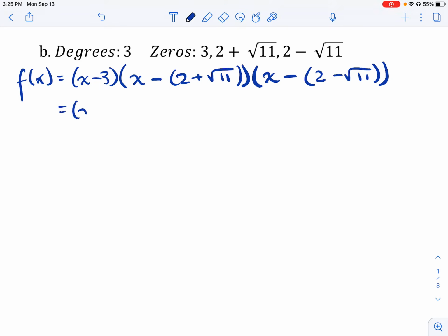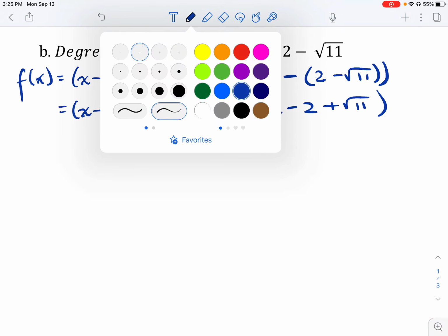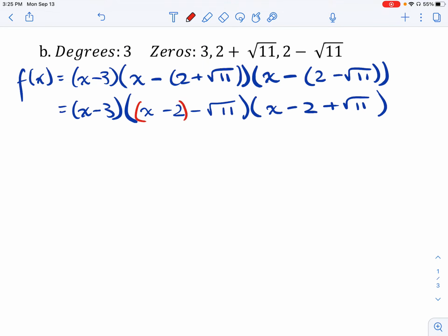First, I'm going to bring down the x - 3. I'm going to go ahead and distribute that negative, so I'm going to write this as x - 2 - √11, and then this is x - 2 + √11. Now, I'm going to group together these x - 2's. Pause and ask yourself why you think I'm doing this. And hopefully you're seeing the structure here, that this is a - 5 times a + 5.